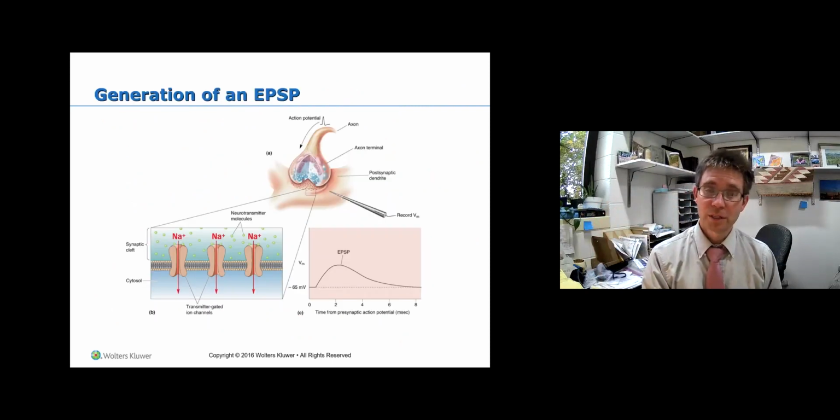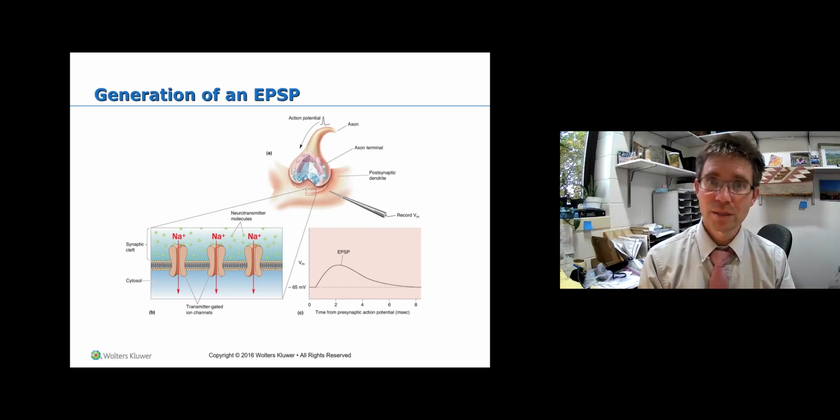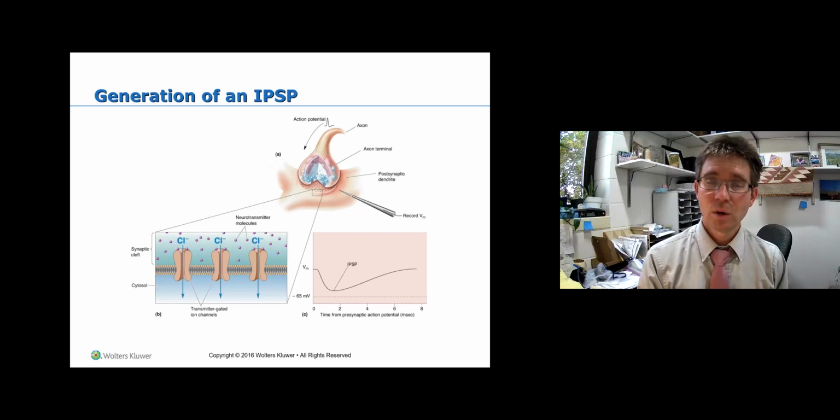All right, this is a picture from your book showing that exact same thing that we just described, which was the EPSP. So you open up that neurotransmitter-gated channel and you let in sodium. That will depolarize the membrane. That's an EPSP. Or you can open up the channel and let in chloride, which would hyperpolarize the membrane, leading to an IPSP, inhibitory postsynaptic potential.